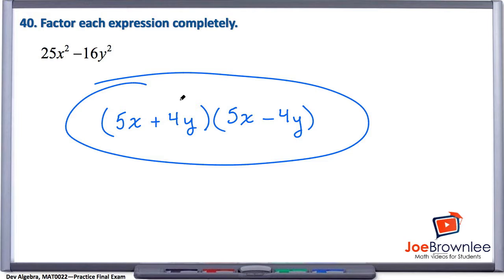And again, just like we mentioned in the previous videos a couple back when we were dealing with binomials and foiling, you could foil this back together to make sure that you wind up with the original expression that you started with. And indeed, if we were to do that, we would find that we do. So there's number 40.